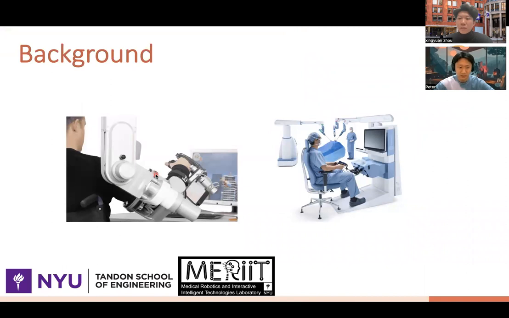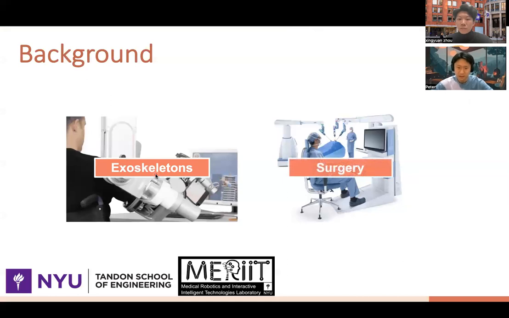Nowadays, applications based on physical-human-robot interaction, PHRI, have been widely seen. PHRI means humans are in direct contact with the robotic system to accomplish tasks. The application scenarios include medical ones, for example, exoskeleton rehabilitation and robotic surgery.